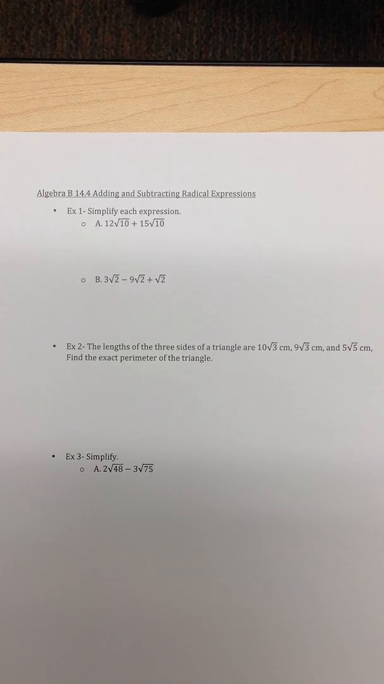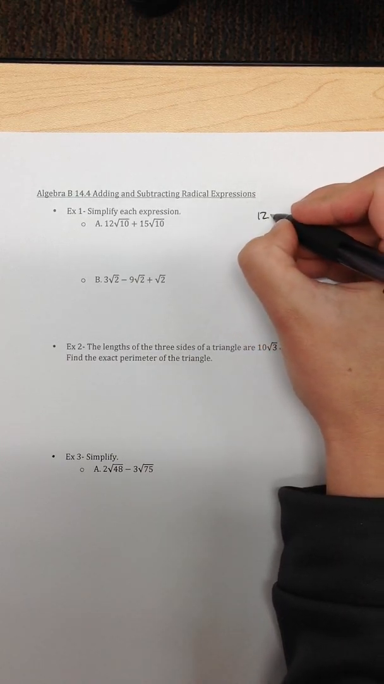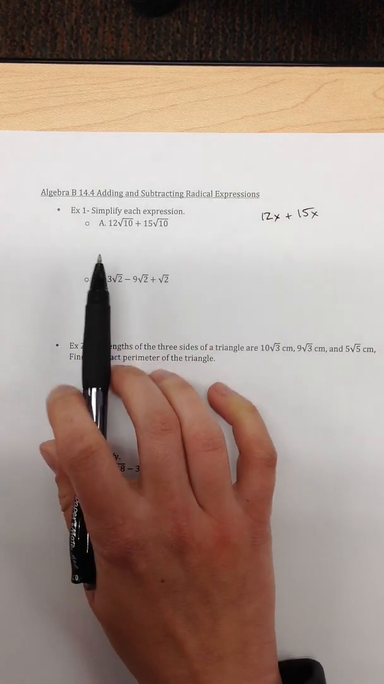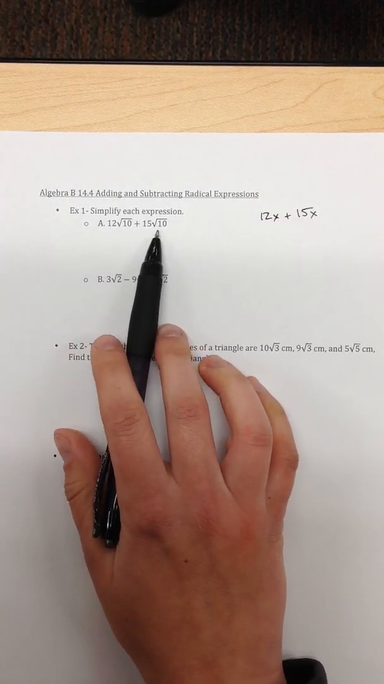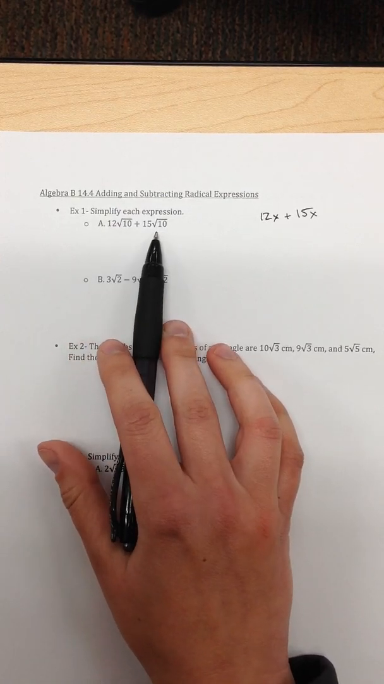A lot of this is not as complicated as it sounds, so these first ones are actually pretty straightforward. Here we've got 12 times the square root of 10 plus 15 times the square root of 10. I think of these square roots of 10 as just like a variable, like 12x plus 15x, because whatever the square root of 10 is here, it's going to be the exact same value here.